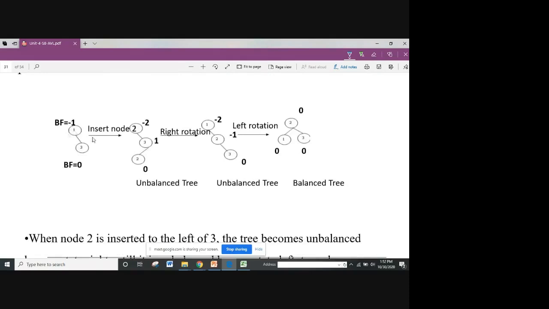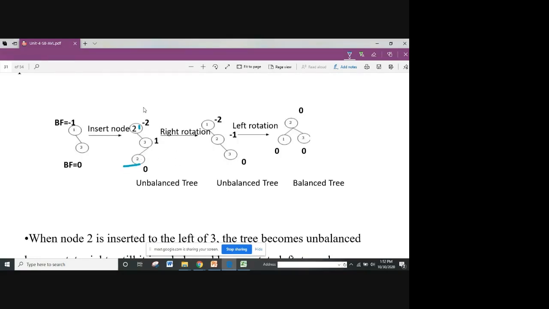Example with 1 and 3 is there. I insert node 2. Which node am I inserting? Node 2 only I'm inserting here. So when I compare 1 with 2, 2 is greater. It should come in the right side. But on the right side 3 is already there. 3 and 2 will be compared. 2 is lesser. So 3's left will hold the value 2.